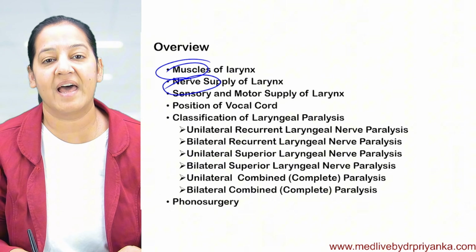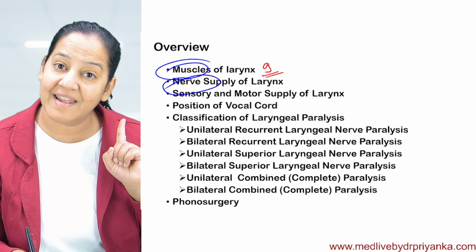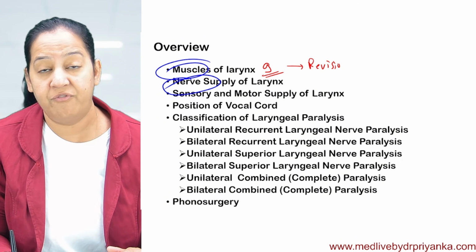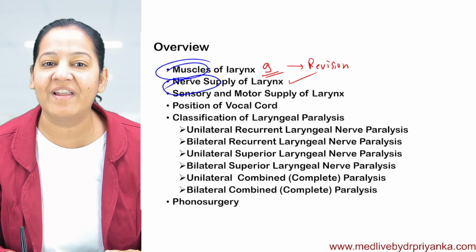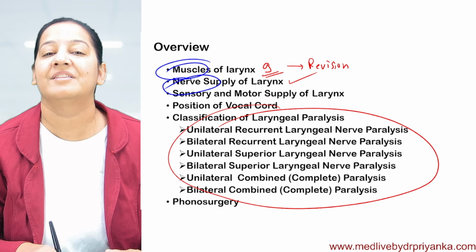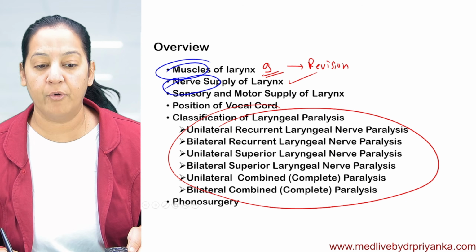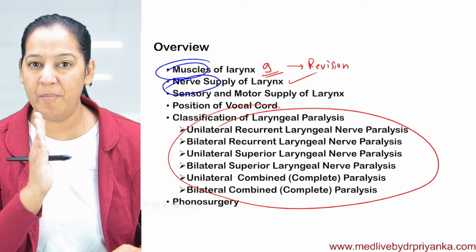So the muscles of the larynx, I already taught you the 9 intrinsic muscles of larynx in anatomy. Here, quickly we will revise it. Revision is a must for this. Then I will tell you the nerve supply of larynx and then I will start the various types of laryngeal paralysis. Today in this session, I am going to teach you the 6 types of laryngeal paralysis, in the form of a master table.